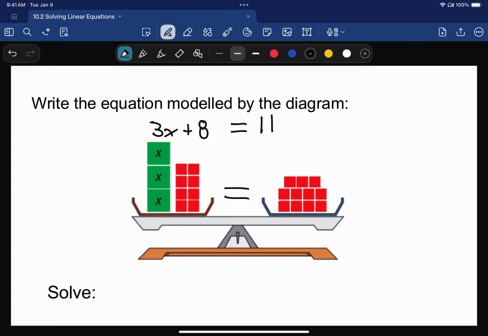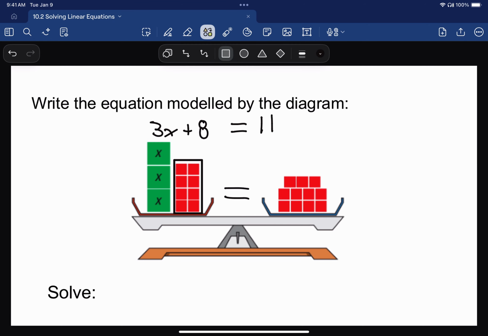Now to solve this by modeling, or by using our scale here, we want to remove some of the shapes. I'll show you how that gets done. If we want to isolate the variable, we want to isolate x by itself. So we need to remove these. But if we were to just remove these 8 blocks right away, the scale, if you can imagine it in your mind, would tip down on the blue side, because it would be heavier than this side. So for example, let's do an example here.